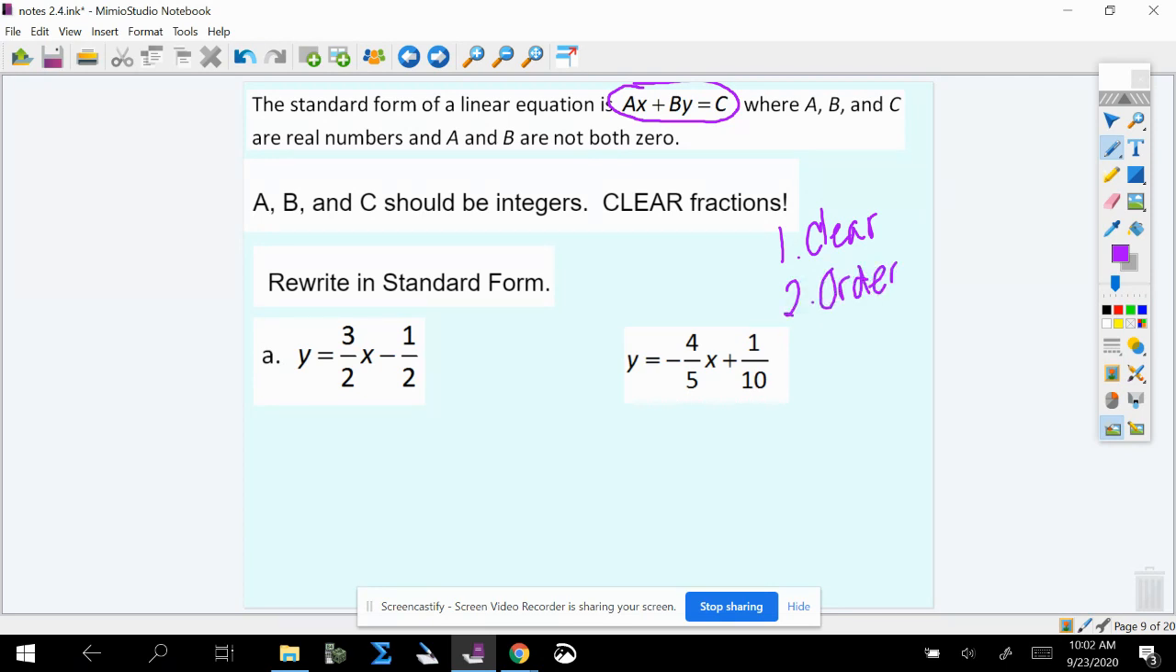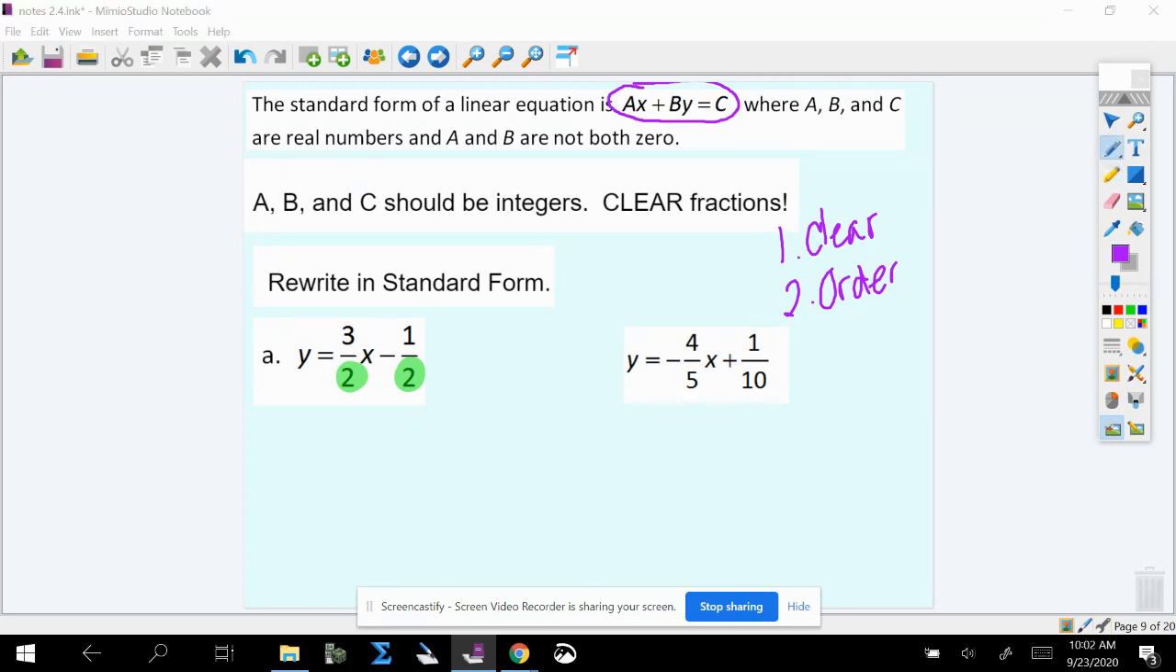So I want to show you how to clear fractions. So if you look at these 2 examples that we have here, and the directions say rewrite in standard form, and it reminds us that we have to be working with integers. What you want to do is you want to see if there are any fractions present to start with. If there are, you want to look at the denominator. So right now we see we have a denominator of 2 in each of these.